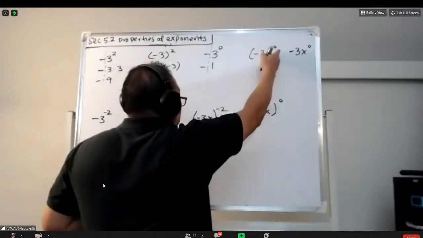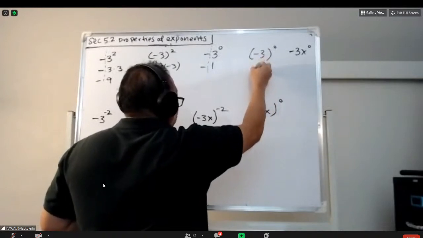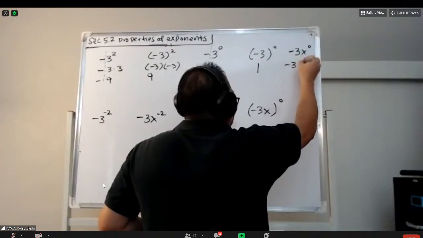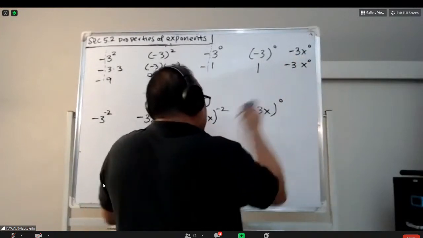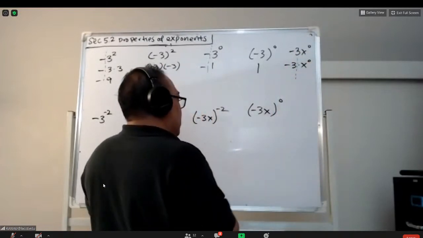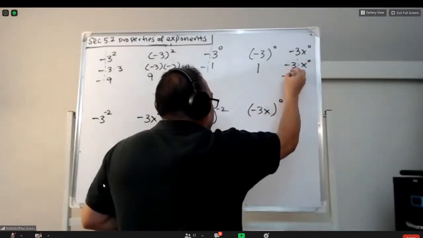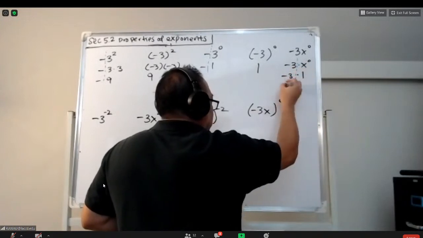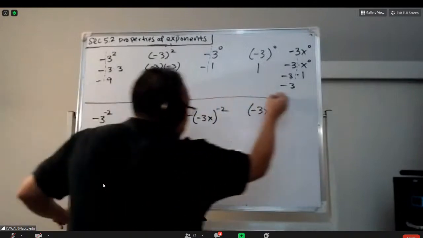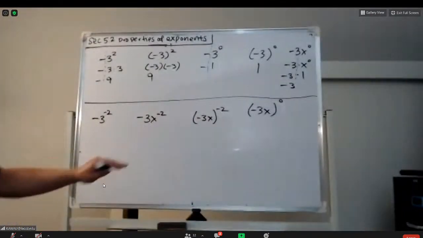Now this 0 applies to everything, which is why that's 1. And over here, in between the -3 and the x, there's a multiplication. So these two things are separate. So you turn into a -3 times 1, which turns into a -3. Okay. Now work through these.